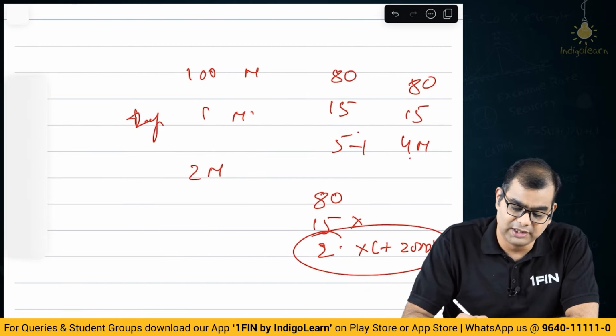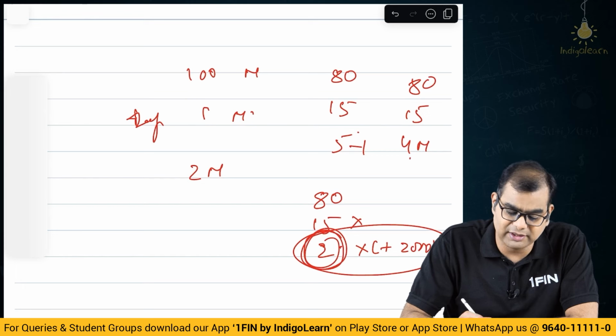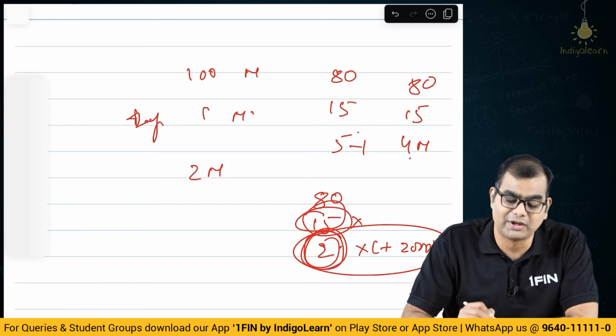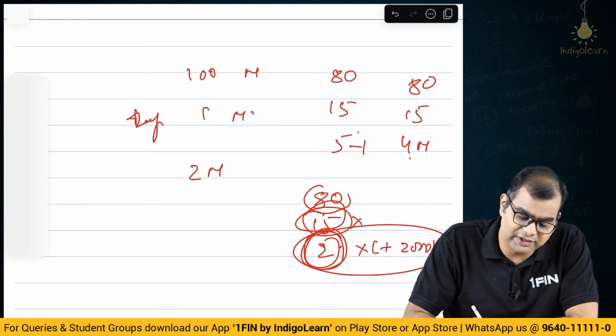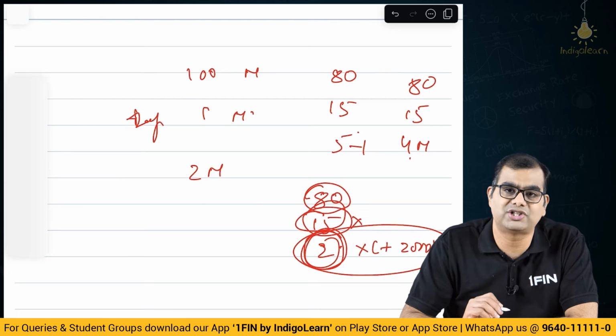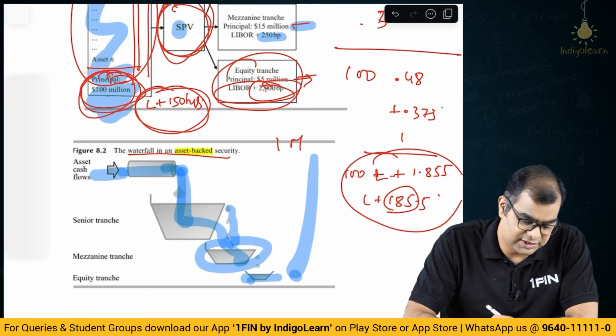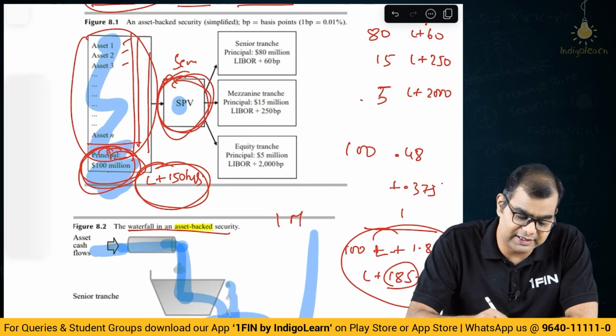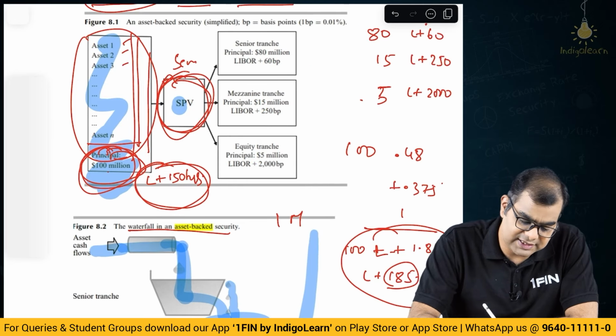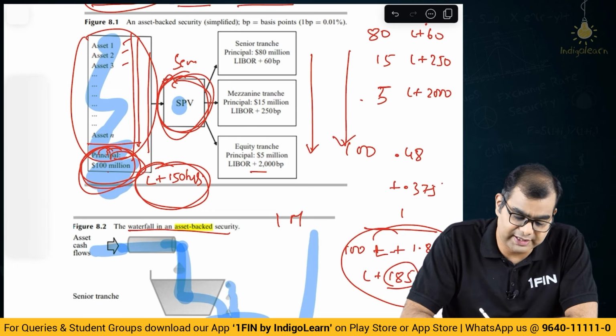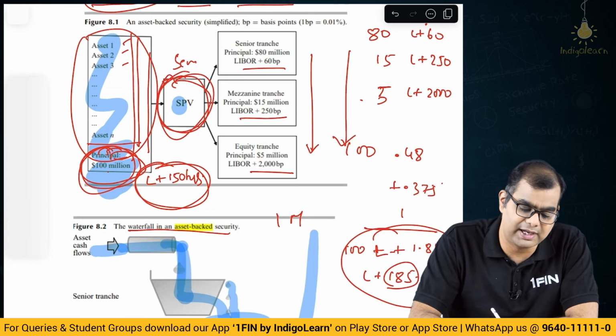Whereas this fellow, after the entire equity is wiped out, the mezzanine fellow takes the hit. After the mezzanine is wiped out, then the senior tranche takes the hit. So, from a risk perspective, see this logic. Risk and return are directly correlated. As the risk increases from here, the return is also increasing. That is, you are getting LIBOR plus 2000, LIBOR plus 250, LIBOR plus 60.